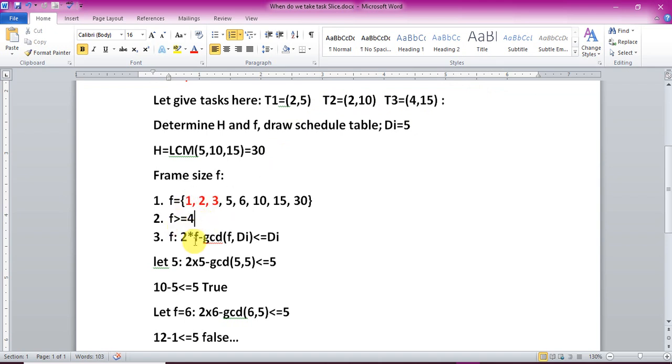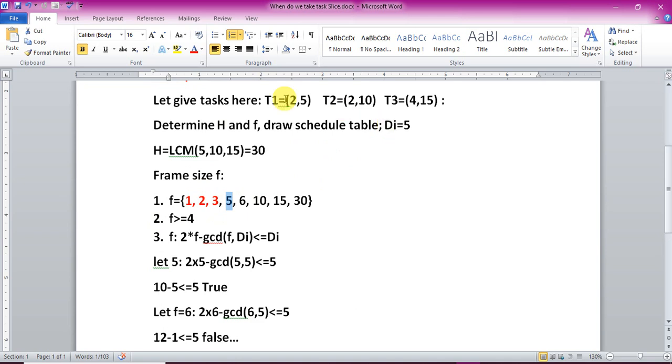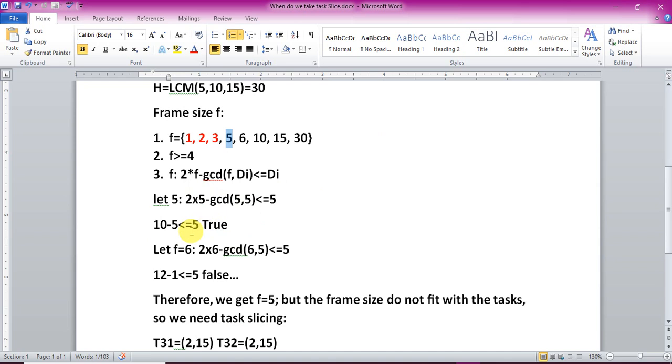So we select our frame size starting from 5 in case of constraint 3. For this formula, first we take 5, then 2 times 5 is 10. The greatest common divisor of 5 and 5 is 5 itself, because the smallest deadline we select is 5. 10 minus 5 is less than or equal to 5, which is true.